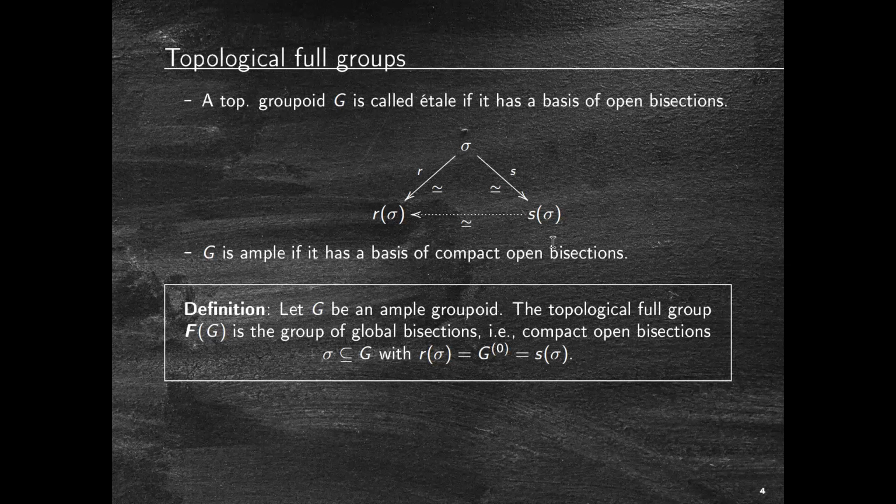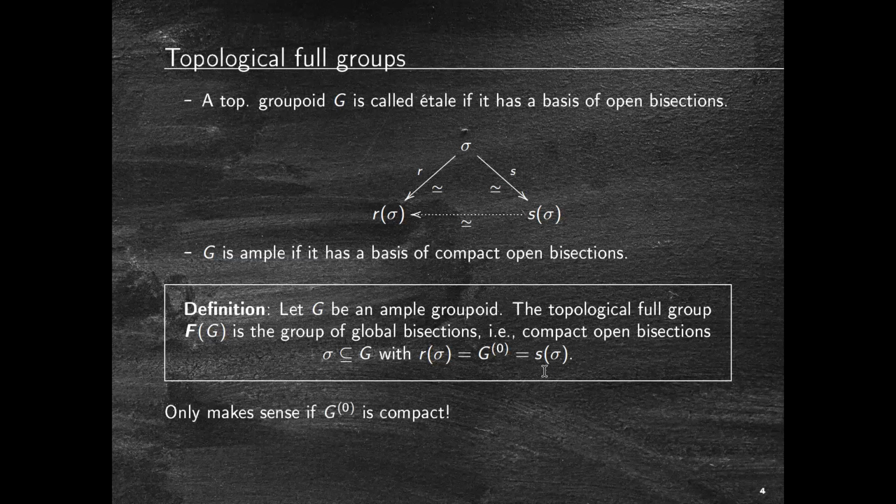Okay, so I guess there's one subtle point here where you might want to complain about this definition, because the way I defined it, I want sigma to be compact. And if that's the case, then this condition enforces that the unit space has to be compact as well, because it's an image of a compact space. So really this definition only makes sense if the unit space is compact.